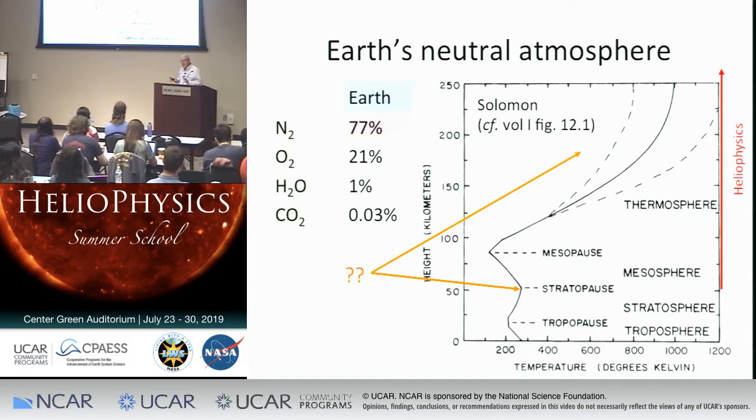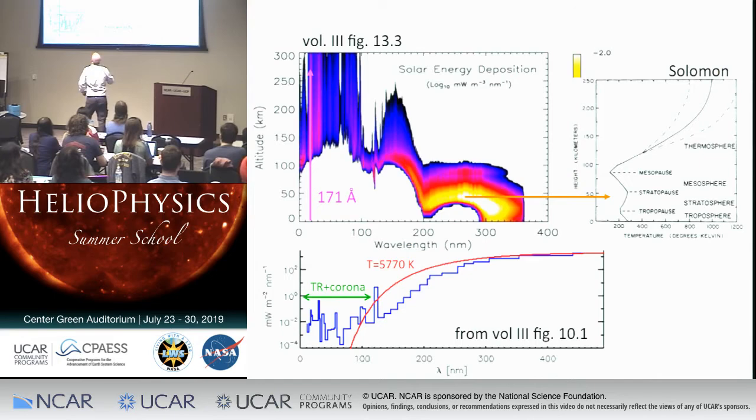So here's a wonderful plot, one of my favorites from volume three anyway. And like all wonderful plots, it's a little complicated at first. This is our height scale again. There's our old friend, the various layers of the atmosphere. And on the horizontal axis is wavelength of light, from X-rays and EUV out to about here, and then far ultraviolet and near ultraviolet over here, and then visible starting about there.